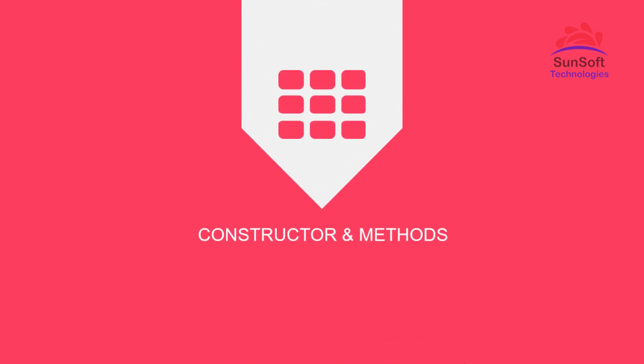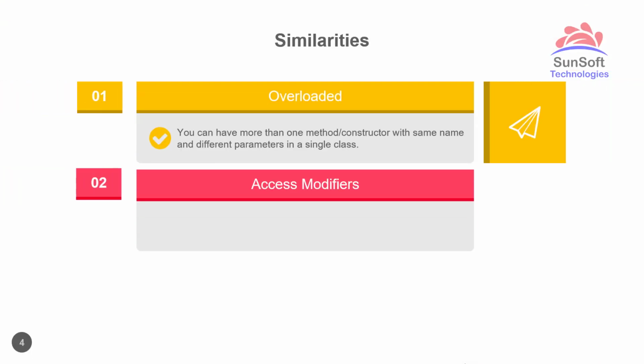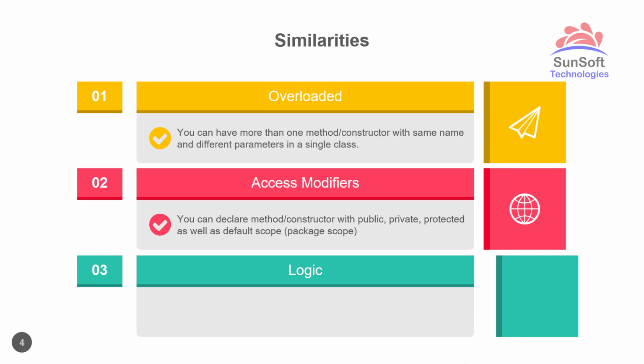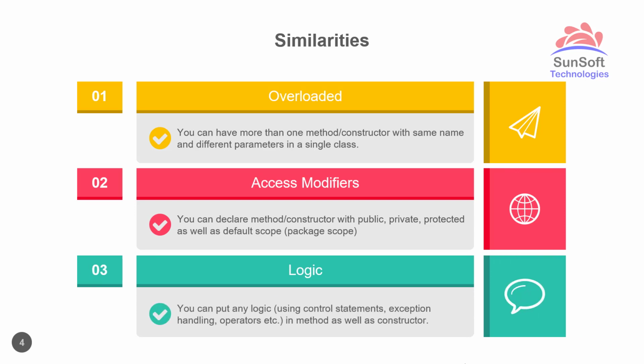Now let's see the similarities between constructors and methods. These are the similarities. First, both can be overloaded, meaning both can take any number of parameters. Overloading means you can have the same name but different parameters in a single class. So you can have more than one method or constructor with the same name and different parameters in a single class. This is allowed with both constructor and method.